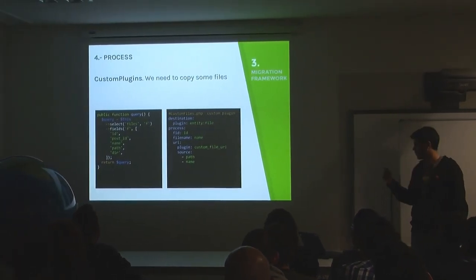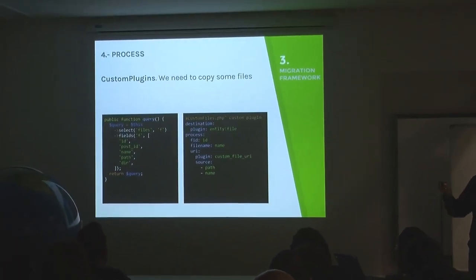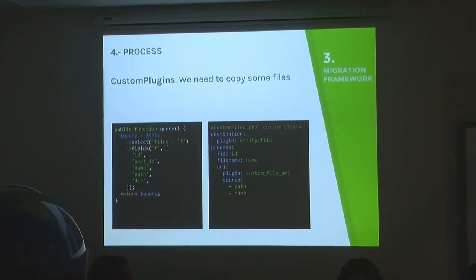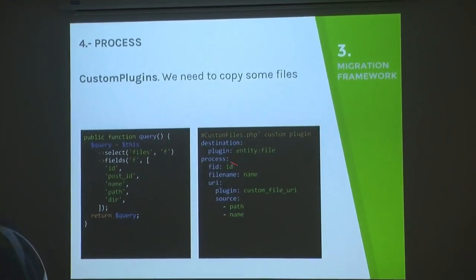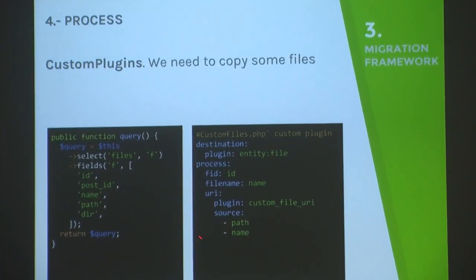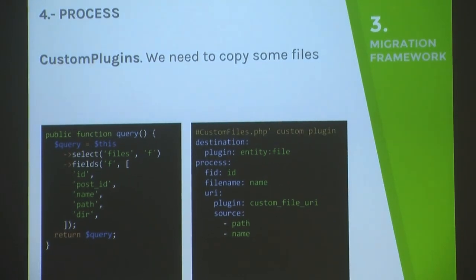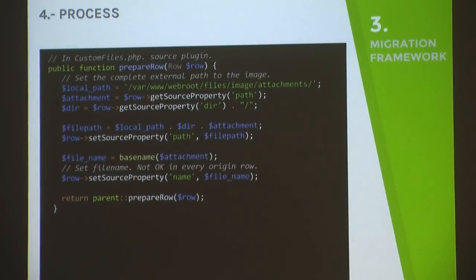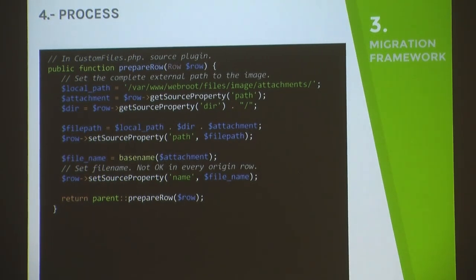Files, you need a file ID, file name, and URI. Okay? I use a custom file with two fields. These two fields are here, name and path. This is the way I can send two arguments to this plugin. And this is how I get these two arguments.